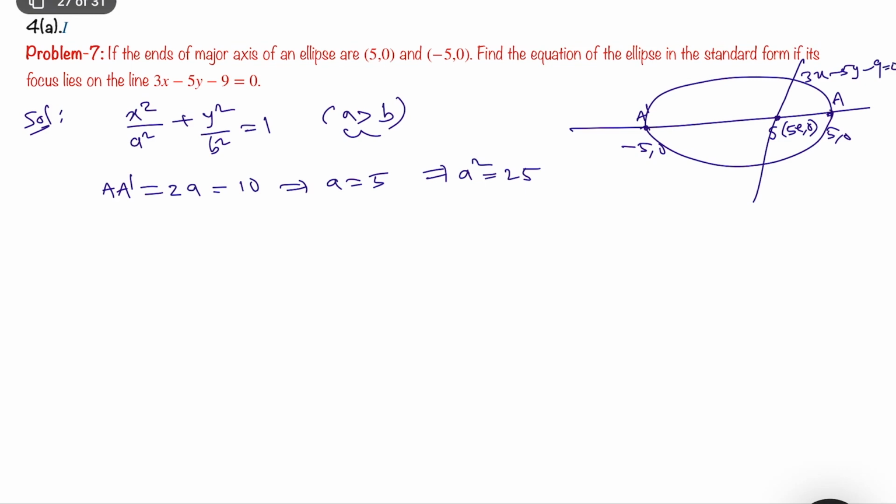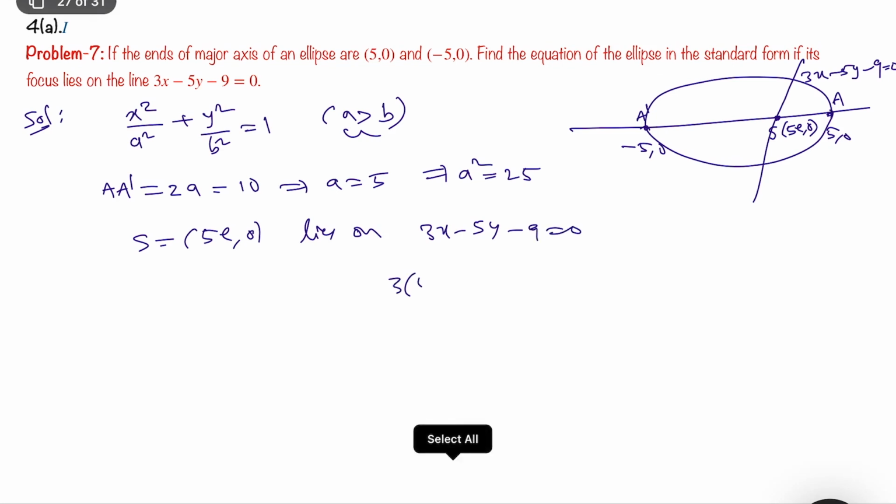Okay, so if you substitute the point 5e comma 0 in the line equation, here the focus 5e comma 0 lies on the line 3x minus 5y minus 9 equal to 0. So that means 3 times 5e minus 5 times 0 minus 9 equal to 0. That implies e equal to 9 by 15, that is 3 by 5. So we got eccentricity 3 by 5.